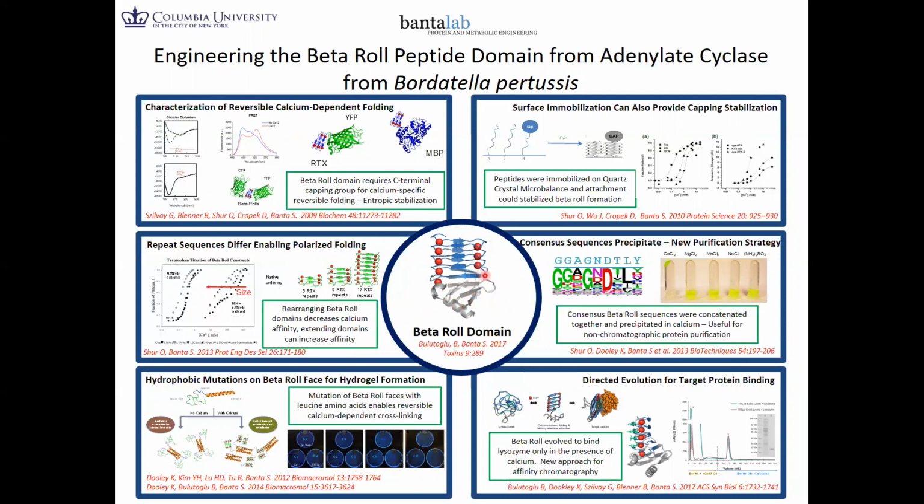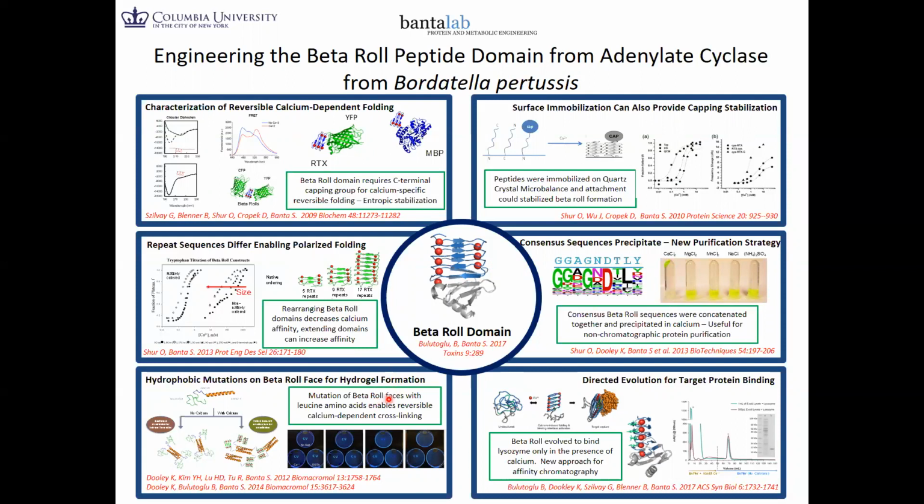Along the way, we were able to make some concatenations of these consensus sequences for these turns, and it turns out that it precipitates and phase separates, which then is useful for purifying proteins with a non-chromatographic protein purification protocol, so we can use this to purify recombinant proteins.